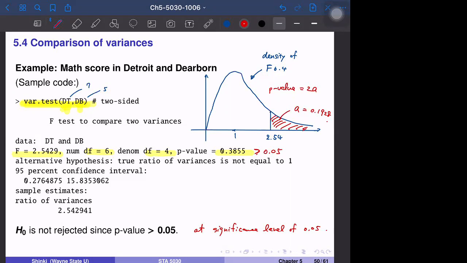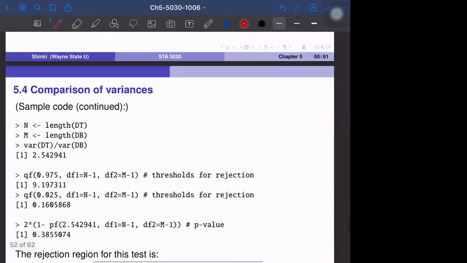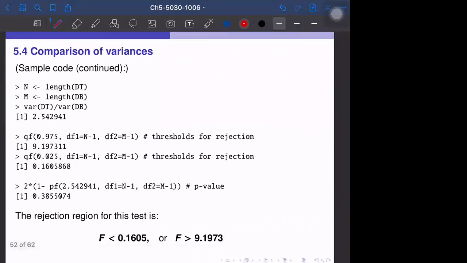So this is an example. And here is another sample code, from scratch. Remember that the F statistic is just Sx squared over Sy squared, and these are sample variances. So we can just calculate this by the variance of dt and the variance of dB. Remember that the var function computes the sample variance. So we got the same test statistic. So this is the F statistic.